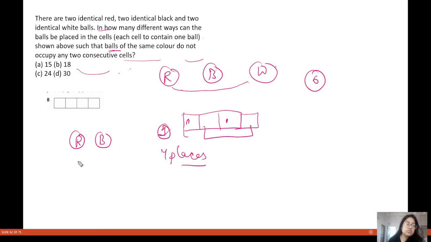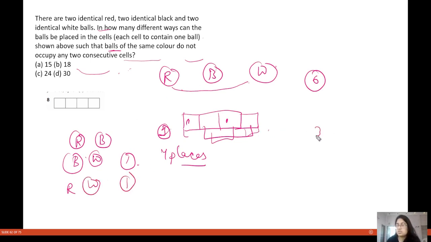Or you choose 2 black balls and 2 white balls and place them alternatively. That is one case. Or you choose red and white balls and place them alternatively. So that is one case. So the number of cases you get is 3 when you are choosing 2 and 2 balls.